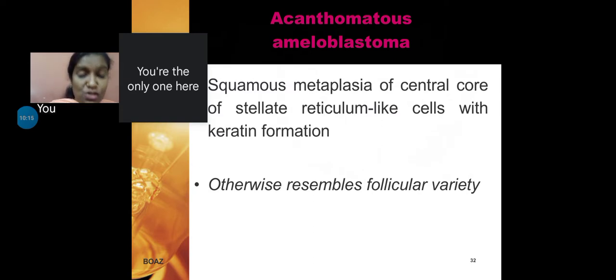Acanthomatous ameloblastoma is an extension of follicular ameloblastoma where there is an additional feature, that is some of the stellate reticulum-like cells undergo metaplasia to become squamous cells. So how is a squamous cell different from a stellate reticulum? Stellate reticulum is a pale staining cell with a lot of intercellular edema around it, whereas a squamous cell is a cell which is filled with numerous cytoplasm.